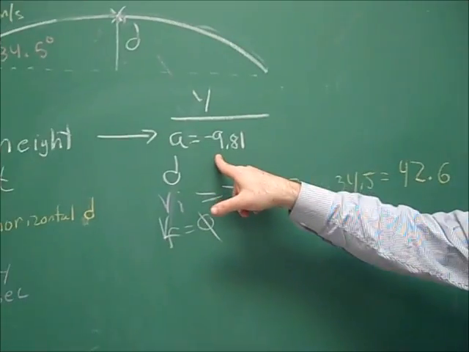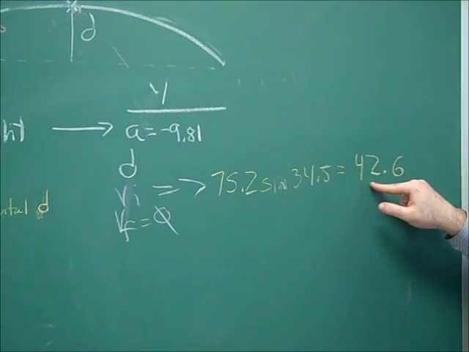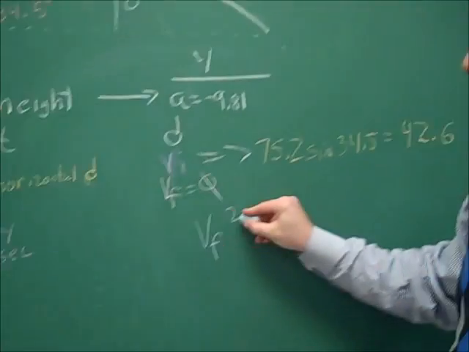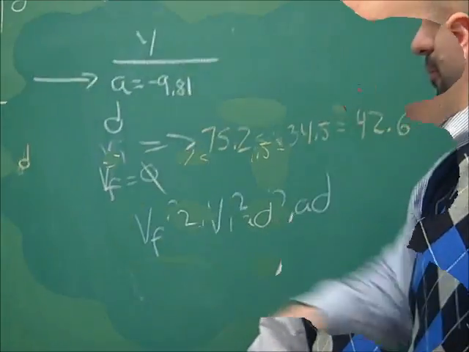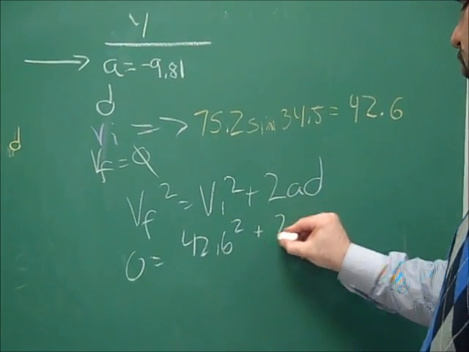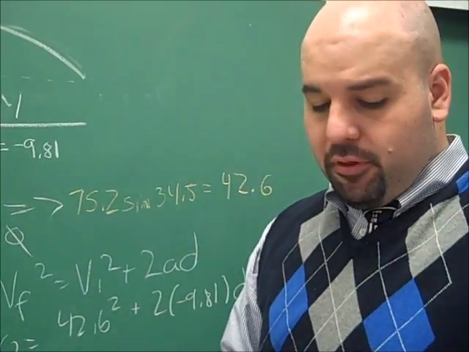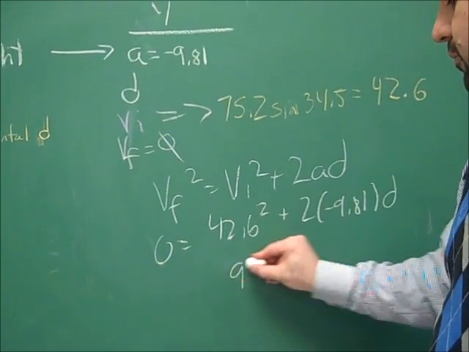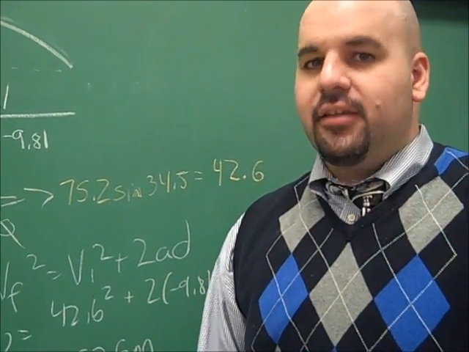I know that my acceleration is negative 9.81. I know my initial velocity is 75.2 sine 34.5, which is 42.6. The final velocity is 0. I'm trying to find d. What equation is that? VF squared equals VI squared plus 2AD. You're going to solve that for the numbers involved: 0 equals 42.6 squared plus 2 times negative 9.81 times d. You can simply solve for d and come up with the correct answer, which just happens to be 92.5 meters. Woo! And that is part A.